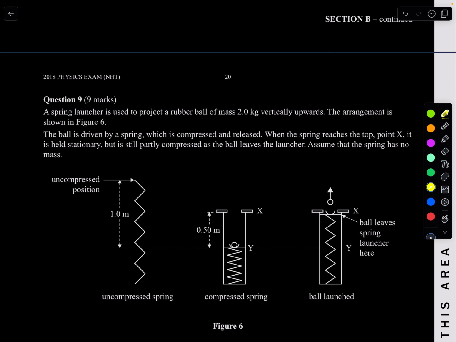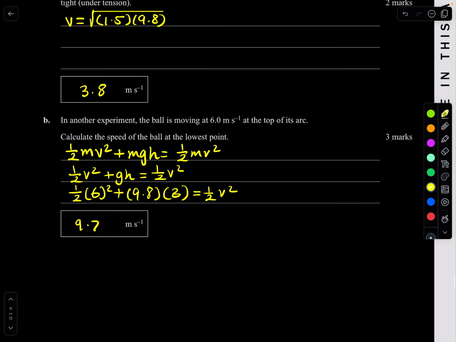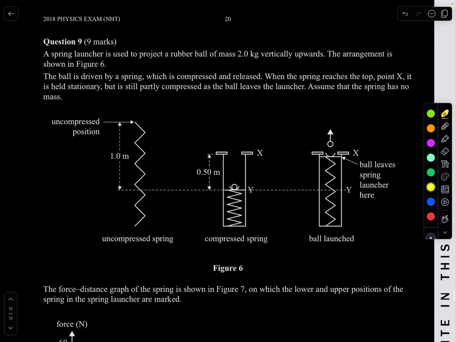Question 9. A spring launcher is used to project a rubber ball of mass 2 kg vertically upwards. The arrangement is shown in figure 6. The ball is driven by a spring which is compressed and released. When the spring reaches the top at point X, it's held stationary.